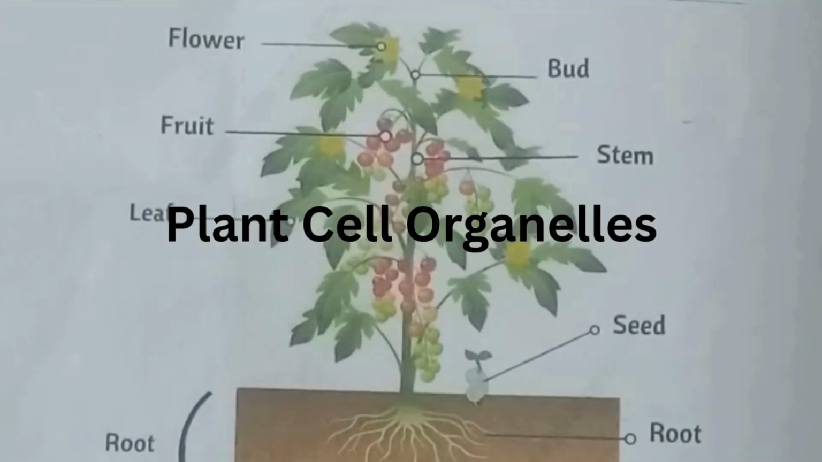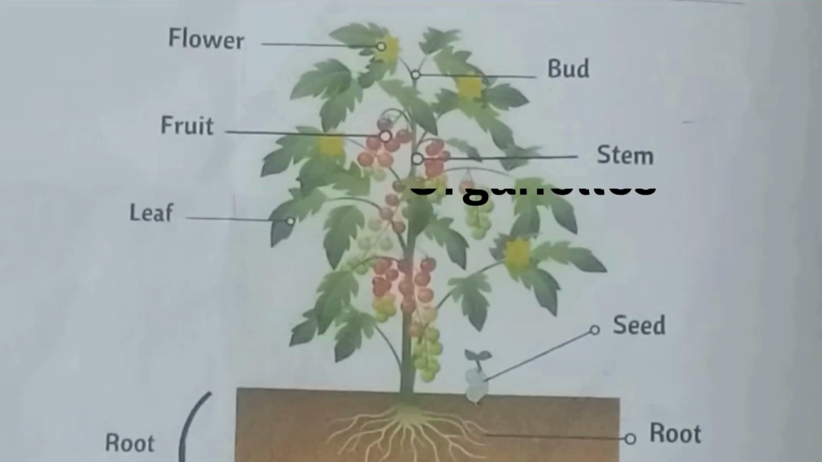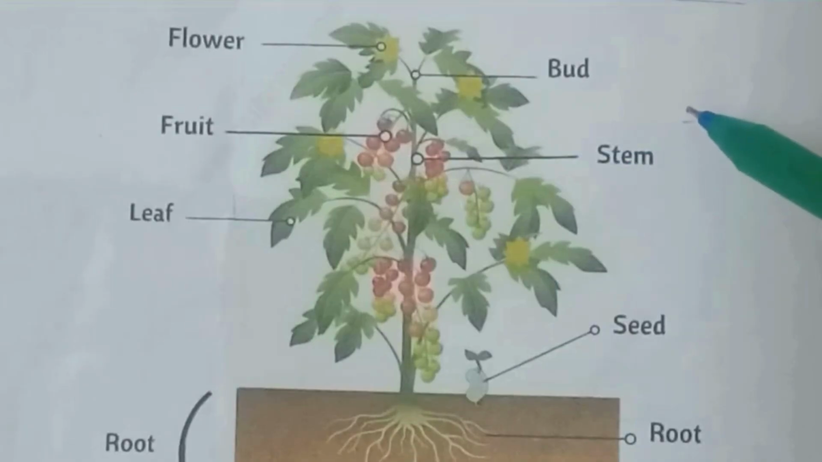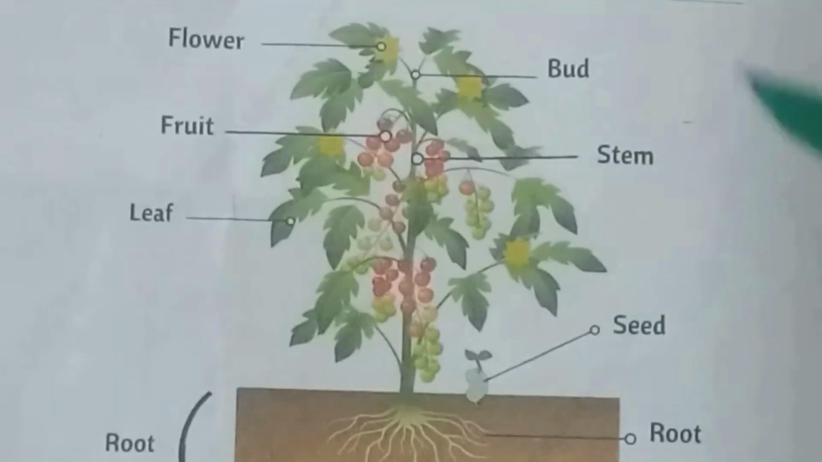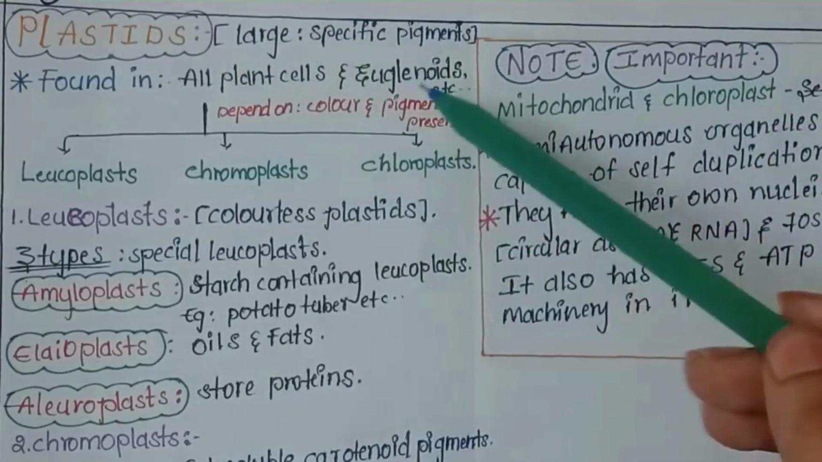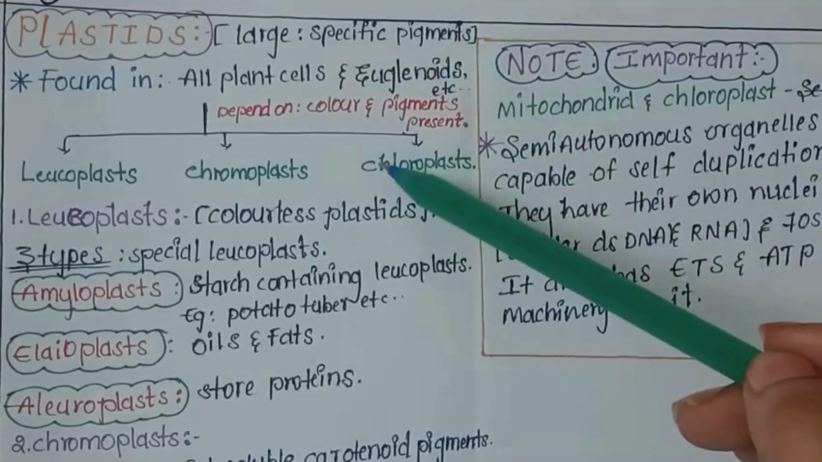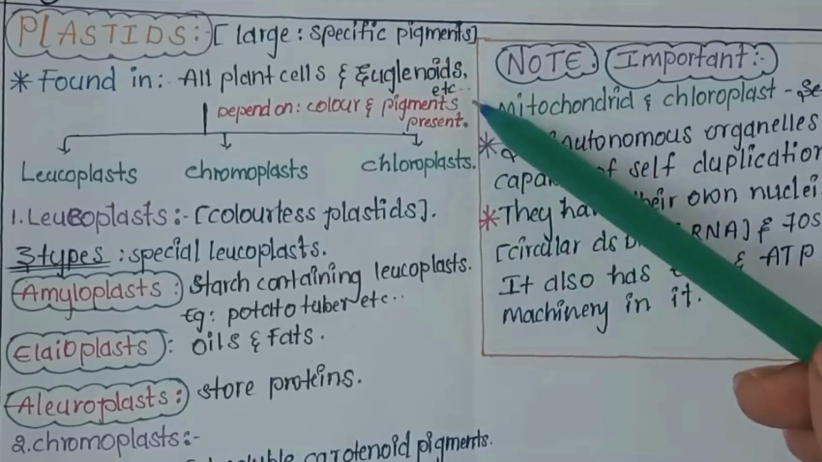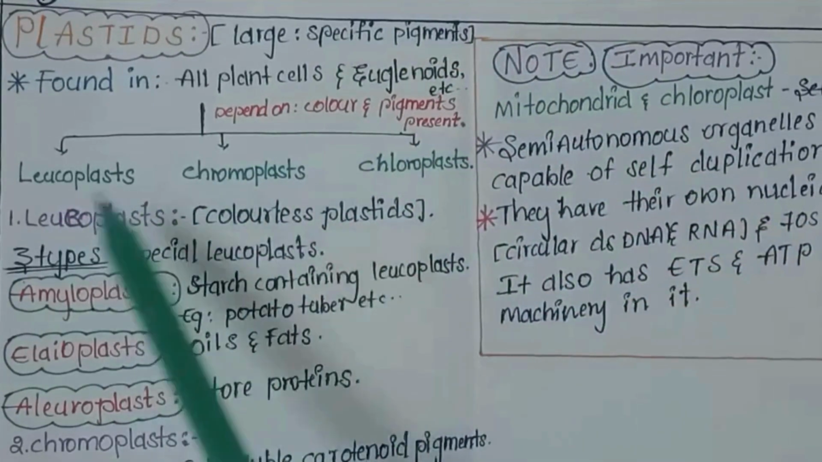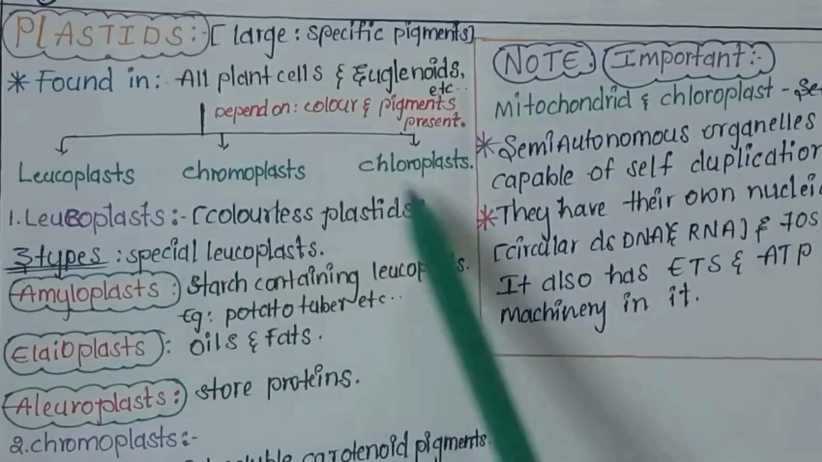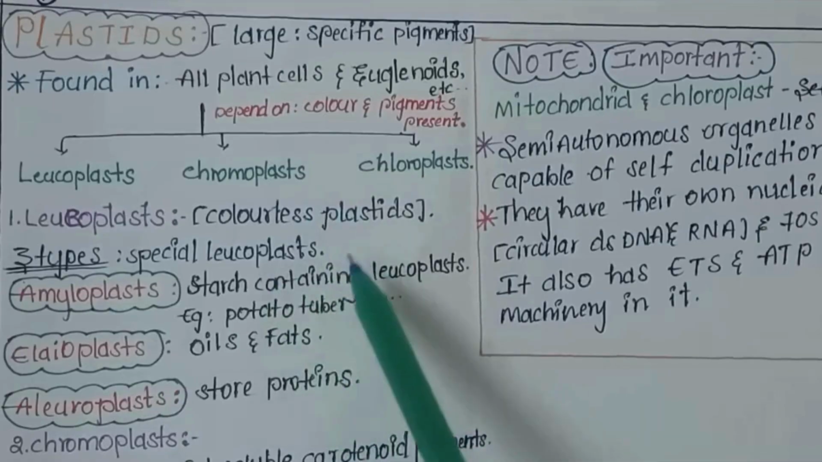As we already differentiated between plant cell and animal cell, let's discuss some of the organelles which are present only in plant cells, like plastids and the outermost covering of the plant cell, which is the cell wall. Coming to the plastids, these are found in all plant cells and euglenoids. Depending on its color and types of pigments present in them, these are divided into 3 types: leucoplast, chromoplast, and chloroplast. Coming to the leucoplast, these are colorless plastids which are present in non-green cells.